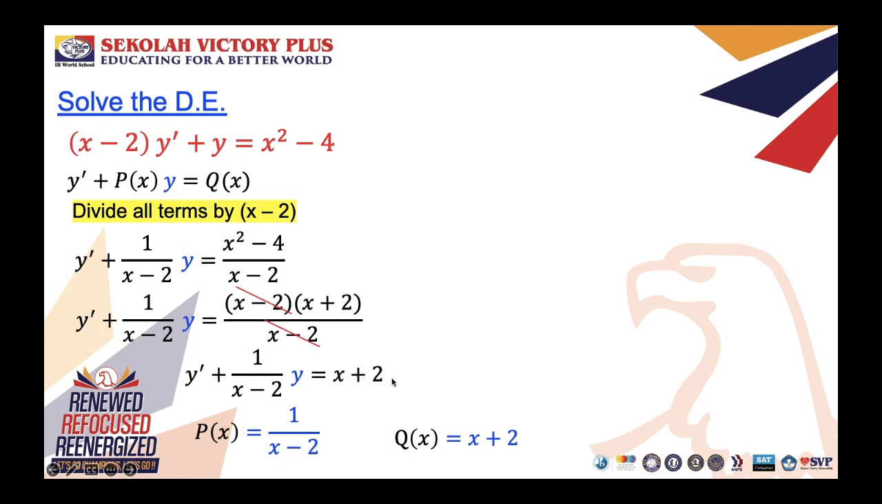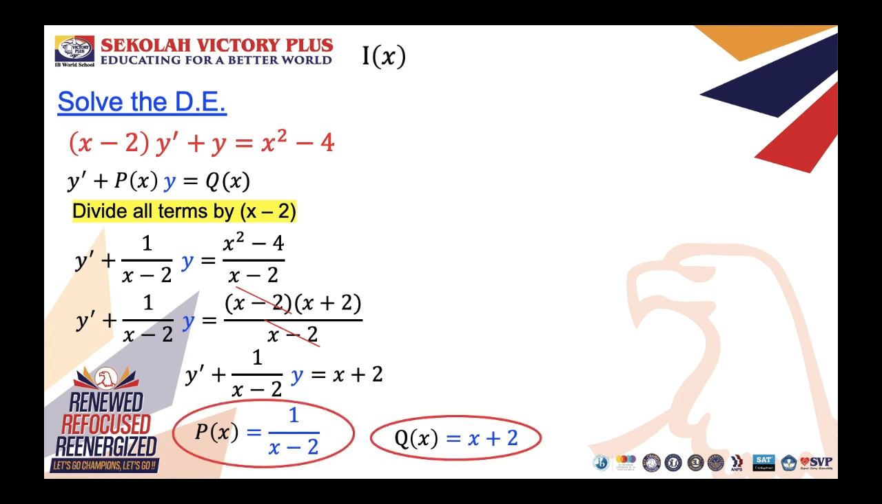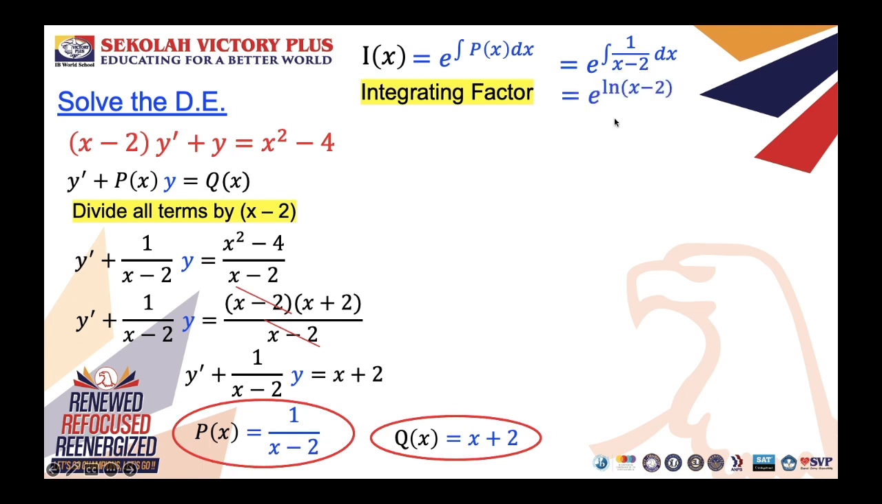Observe. This is now the function of x, or with respect to x. Okay, so what we need now will just be your integrating factor. So integrating factor will just be e raised to the power of the integral of p of x. Your p of x is this. Substitute it, all right? And using your laws of integration, when you simplify this one, this will just give you ln x minus 2.